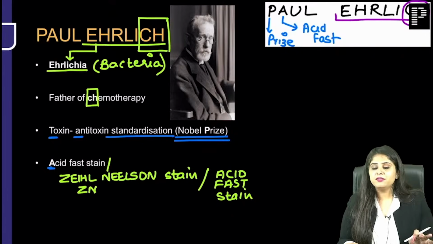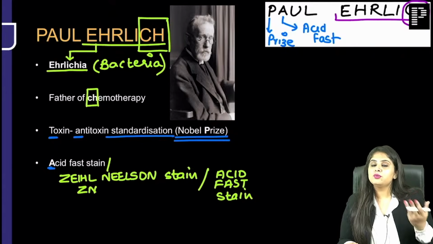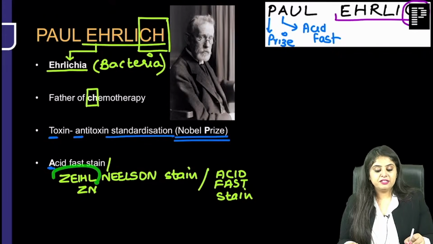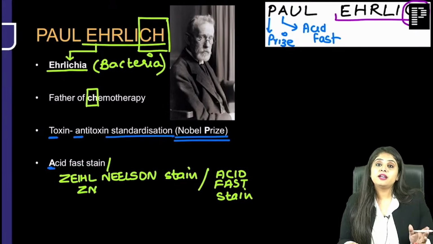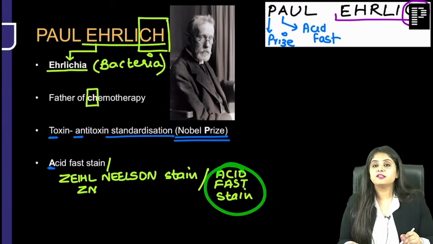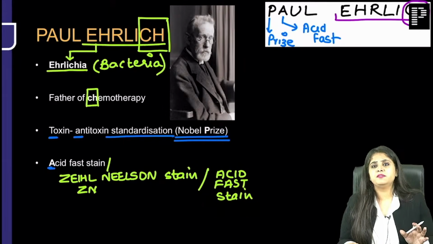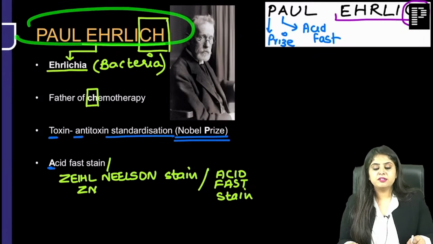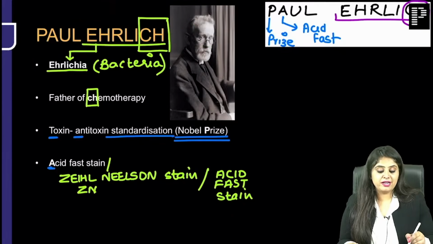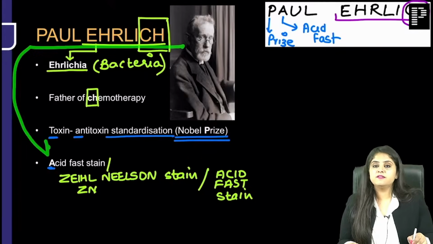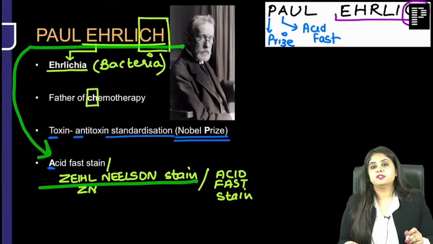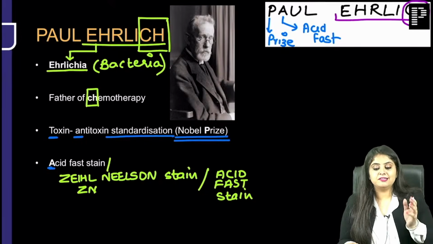But on the day of the presentation, some other student will get all the credit. Ziehl and Neelsen got all the credit for discovering acid-fast stain. They did hardly 1% work. All the 99% work was done by Sir Paul Ehrlich. But today, acid-fast stain is not known as the Paul Ehrlich stain. Today, acid-fast stain is known as the Ziehl-Neelsen stain. Bitter truth of life. Sometimes you do all the work, but some other person comes and takes the credit. That is exactly what happened.